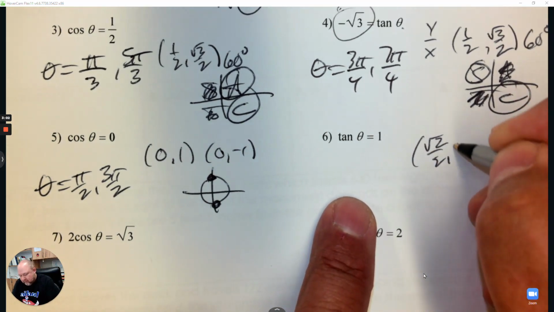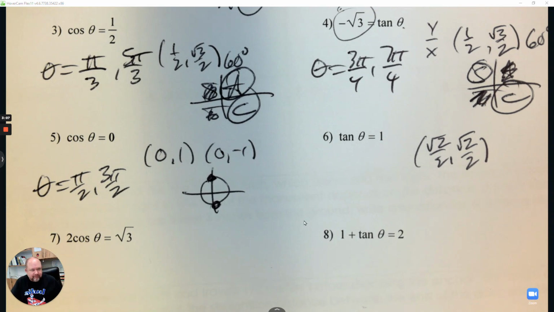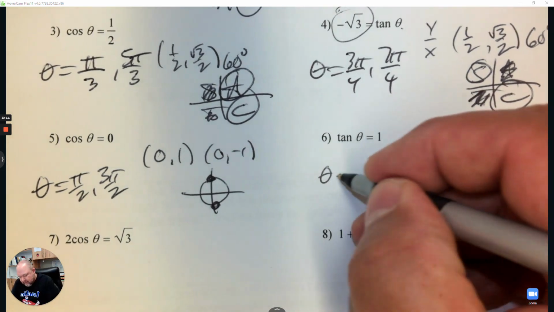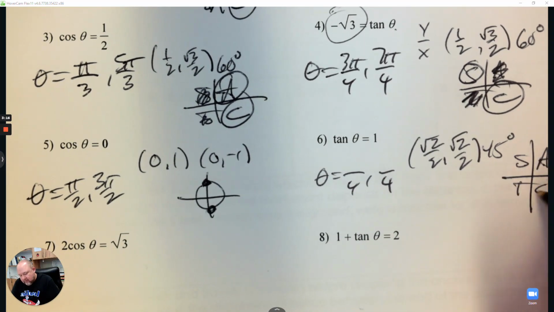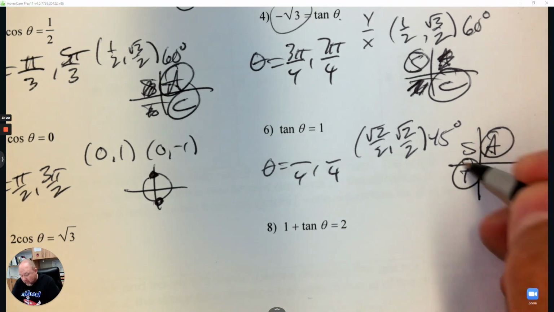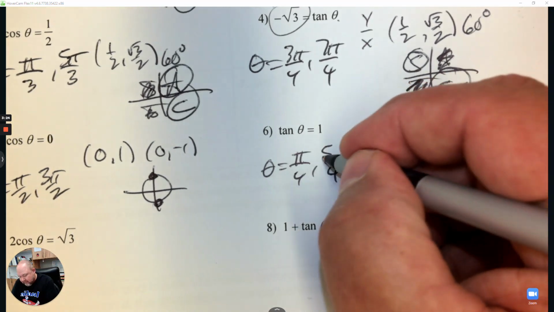Number 6, tangent theta is equal to 1. What point on the unit circle? So again, press pause and try it first, right, as much as you can. That's a 45-degree reference angle. So that's over 4. There are two locations for that. So what quadrants are we in here for tangent to be positive? That's quadrant number 1 and quadrant number 3. So that's 1 pi over 4 and that's 5 pi over 4.